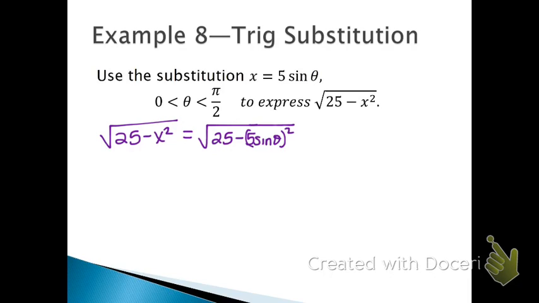Well, I didn't ask, but at the beginning there, could I have taken the square root of the 25 and the x squared? Yes. Oh, wait, no. Why not? There's a minus sign in between them, right? So you can't do that. So when we substituted in, our x was 5 sine theta. What can we do now?